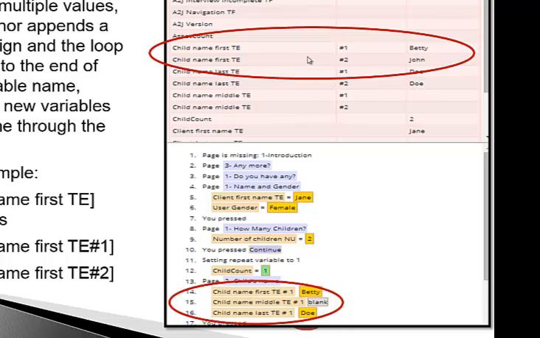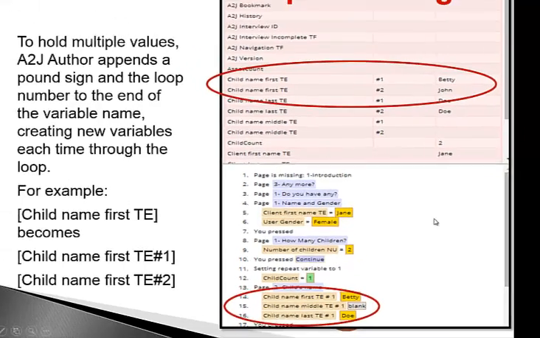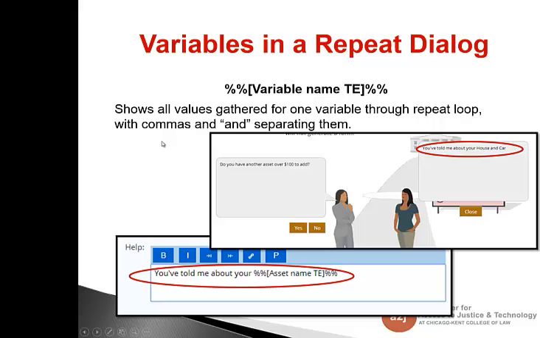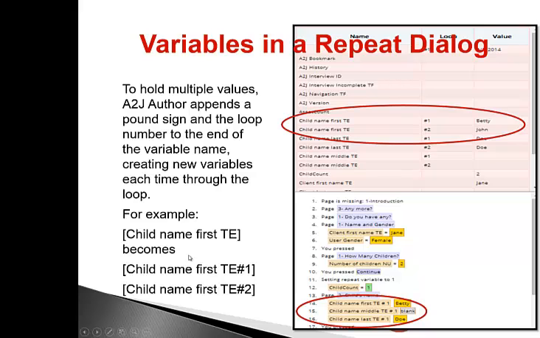So A2J Author automatically adds this appendage. You don't have to do anything for it. However, all of the values that you've input are stored within that one variable still. So A2J Author makes, if we go back, child name first TE becomes child name first TE #1 and child name first TE #2. But the values of Betty and John are still both stored in child name first TE.